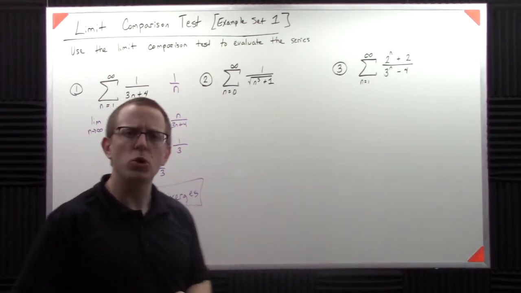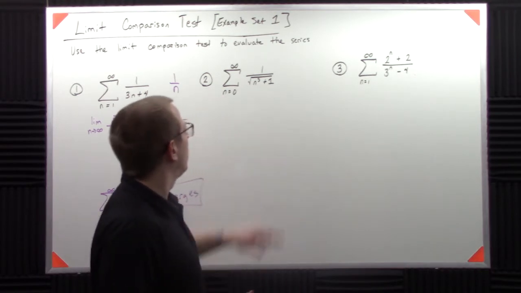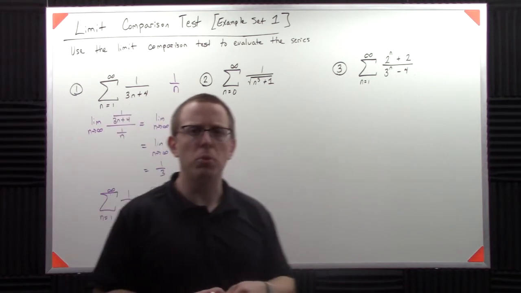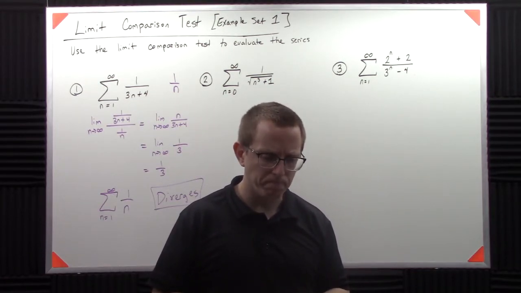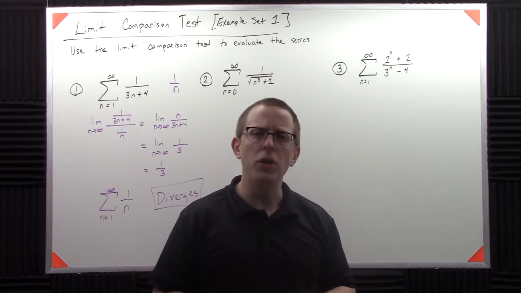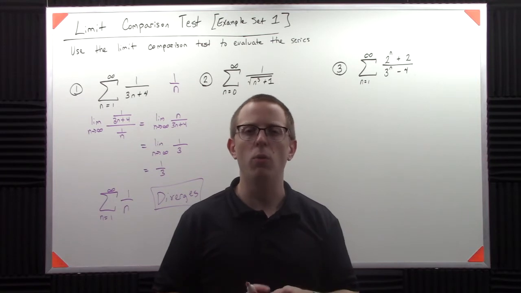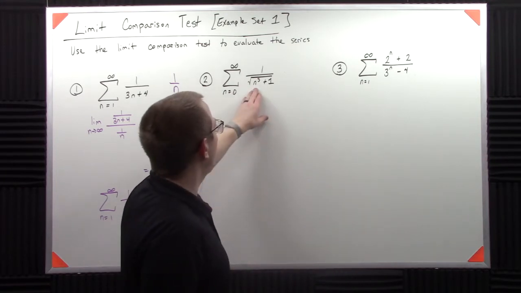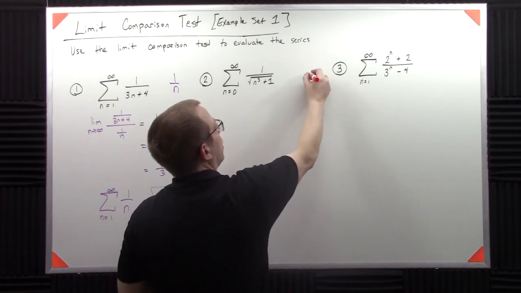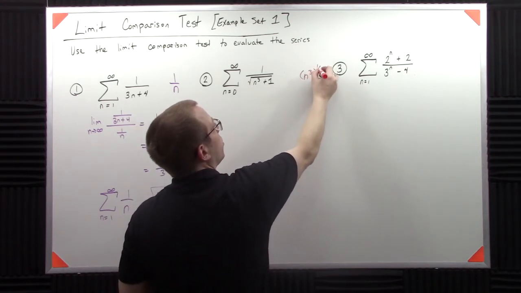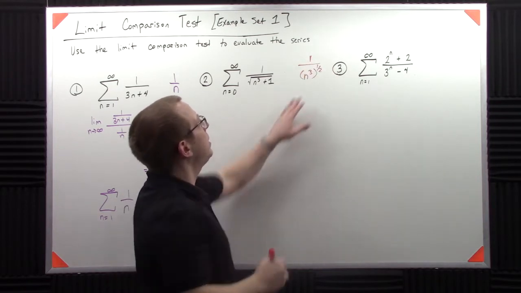Now this one's a little trickier because what we have is the square root of n cubed plus 1. Now what we want to do is use what I call the effective degree of the polynomial. What do I mean by that? Well, I know that this is degree 3, but it's inside a square root.